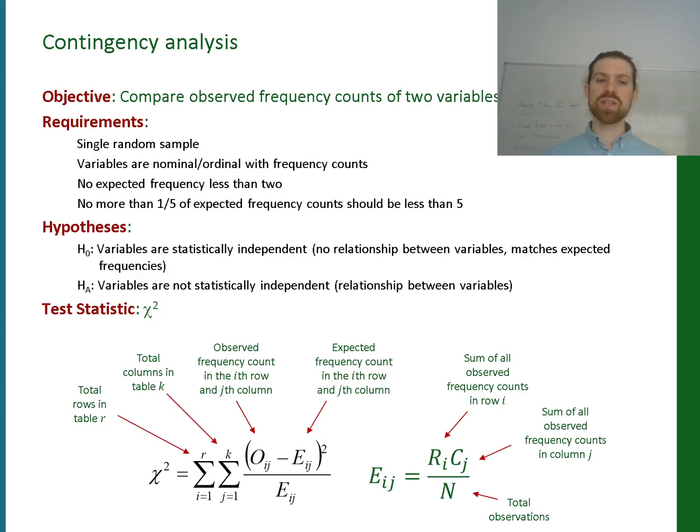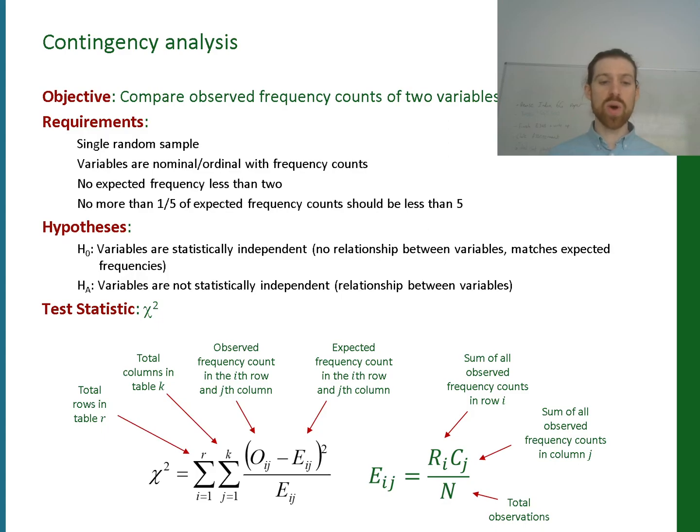The hypotheses: for the null hypothesis, basically we're saying that the variables are statistically independent. That's the business as usual case. And then the alternative hypothesis is basically where we expect that there's some sort of relationship between the variables. So the variables are not statistically independent.